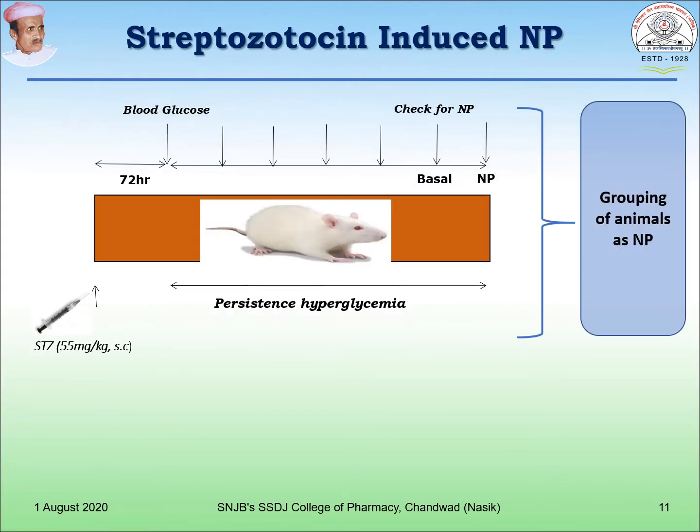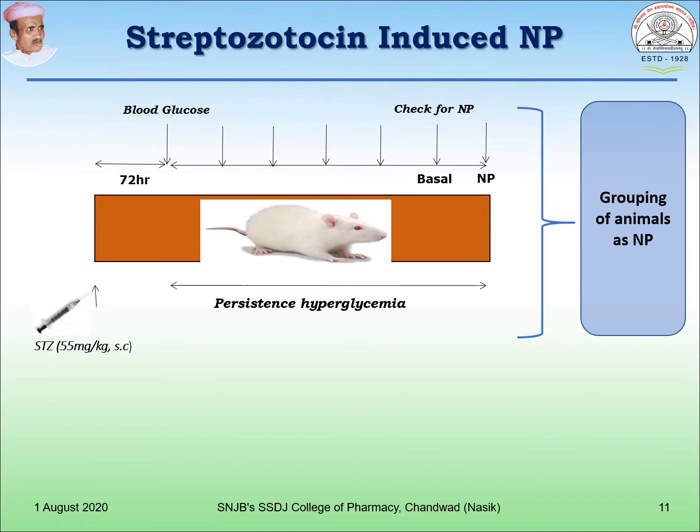Then the next widely used model is the streptozotocin-induced neuropathic pain. Here what you have to do is inject streptozotocin 55 mg per kilogram subcutaneously to the animal, and after 72 hours you can withdraw the blood and check the level of glucose. If the blood glucose level is found to be more than 250 mg per deciliter, it is considered as hyperglycemia and the rat is considered a diabetic rat. Now, this rat is continuously tested for 1 month, and every week you have to check it for the development of allodynia.